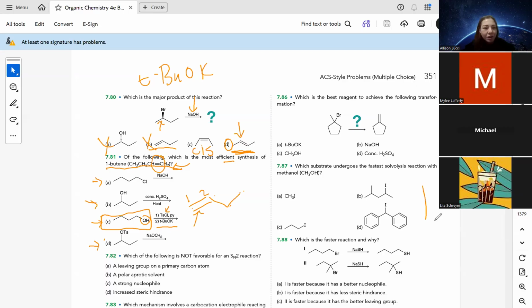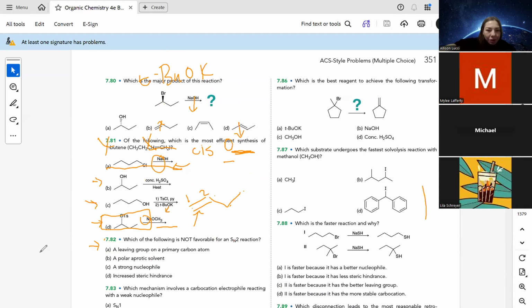You may also see questions that ask you about favorability of a reaction. Oh, no, I forgot that it will leave my notations here as I scroll. So let's see.